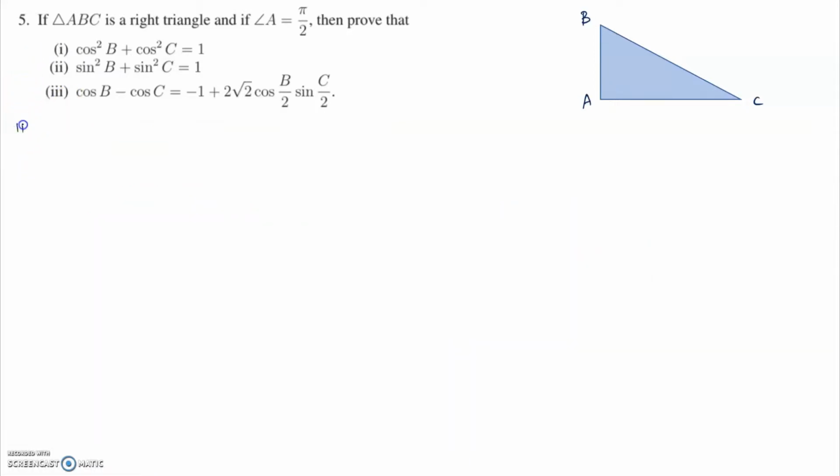Now the third part of the question, which is cos B minus cos C is equal to minus 1 plus 2 root 2 cos B by 2 sine C by 2. Right. Since the triangle is right angled at A, in this triangle we can say angle A plus B plus C will be equal to 180 degrees, since it's a triangle. And what is given to us is that angle A is equal to 90 degrees.